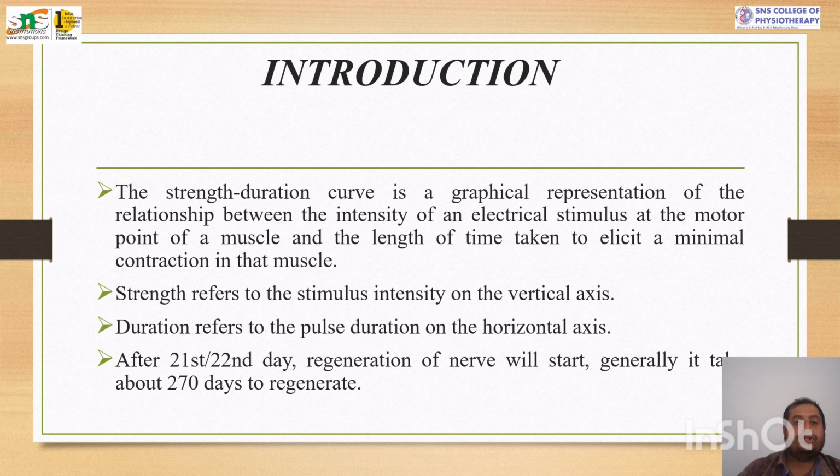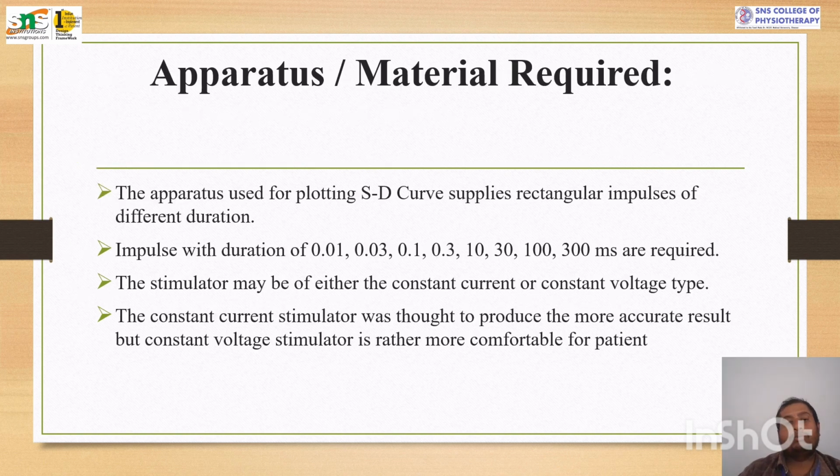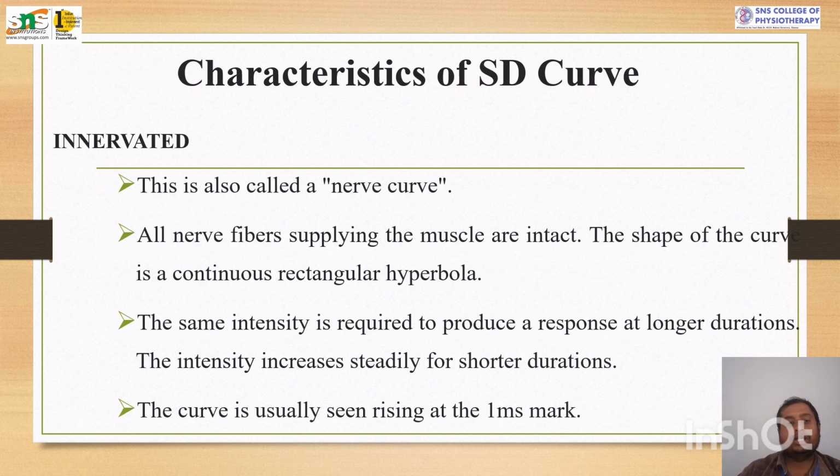We already saw in the last video, just a quick recap. We saw what the SD curve is, how it works, and how we mark it in the graphical representation. We discussed degeneration and regeneration of a nerve in Wallerian degeneration, then Sunderland's classification. Then we saw what EMG and MCV are, the apparatus and materials required to take an SD curve, and the curve of innervated muscles.